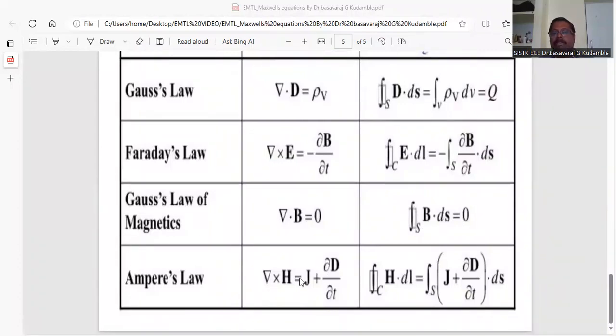Then from Ampere's circuit law, the curl of H, where H is the magnetic field intensity over a closed path, is equal to the current density plus the displacement current density. Similarly in integral form, the closed-path integral of H dot dl is equal to the surface integral of J plus dou D by dou t, dot ds.